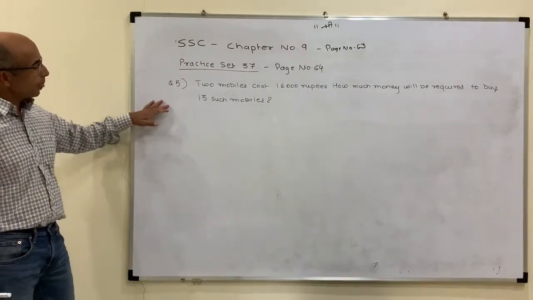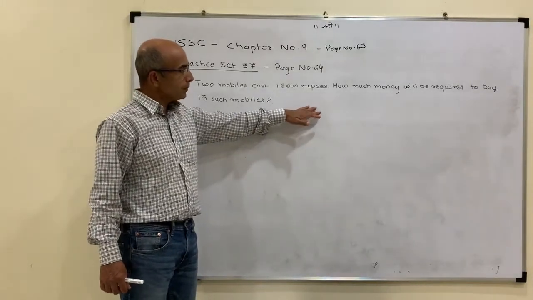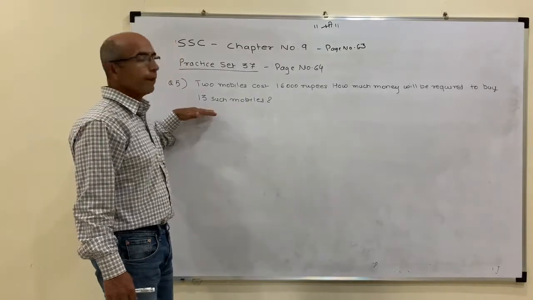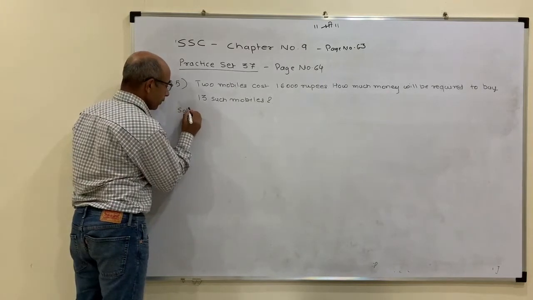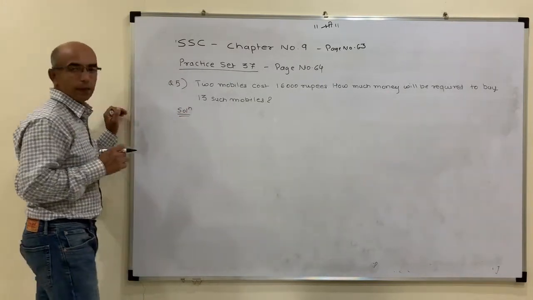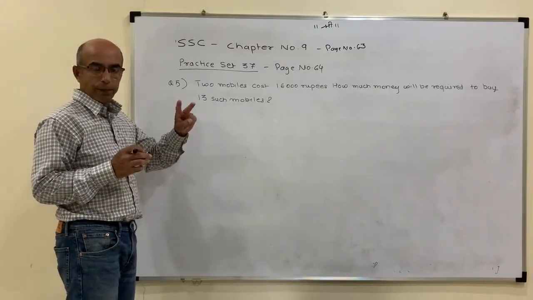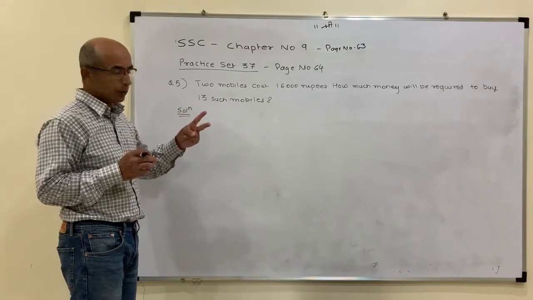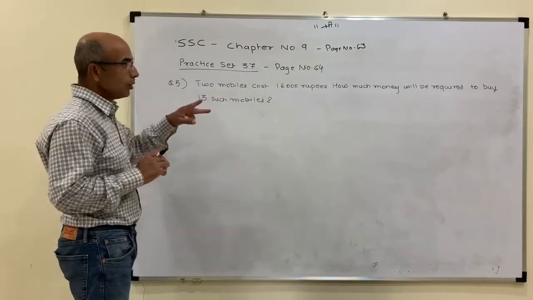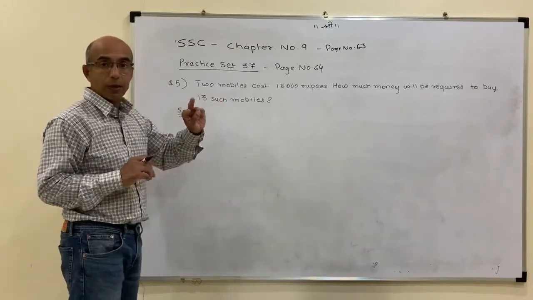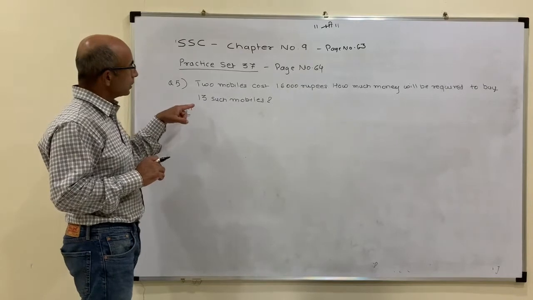Question number 5. 2 mobiles cost 16,000 rupees. How much money will be required to buy 13 such mobiles? Again, let's first consider the money required. See, we always solve problems in 2 steps. First step is to construct an equation, and then in the second stage we find the solution of the equation. So, to construct an equation, we consider the value x.